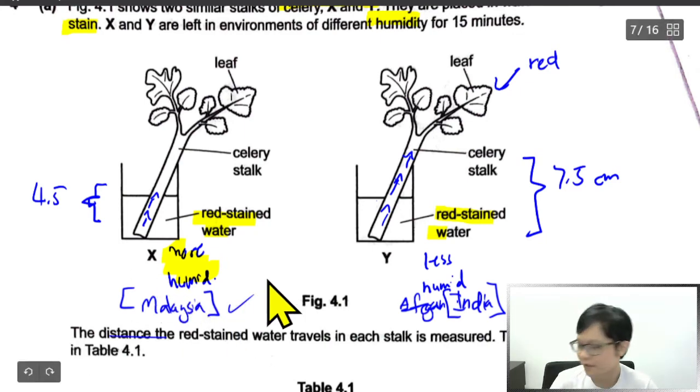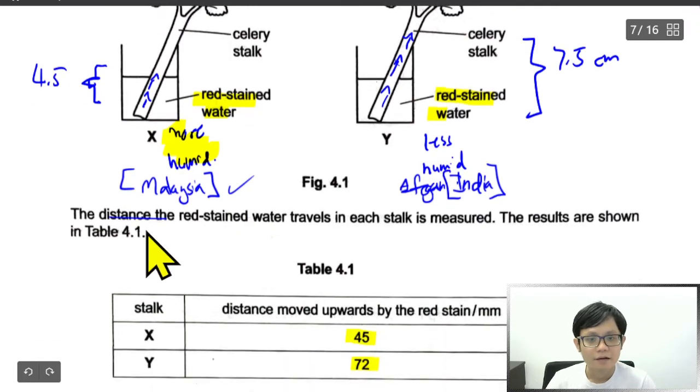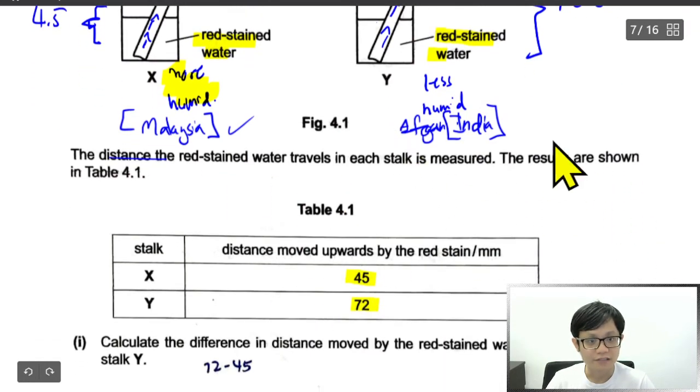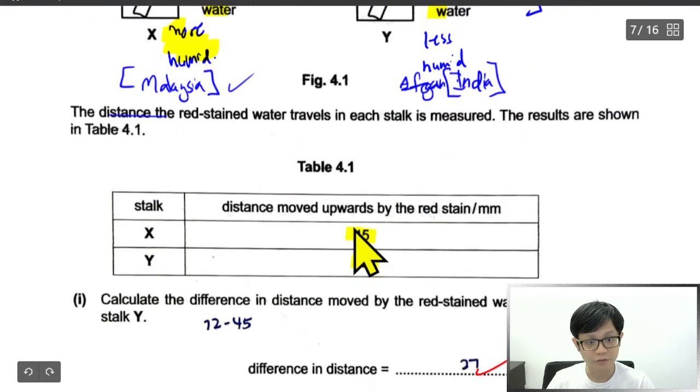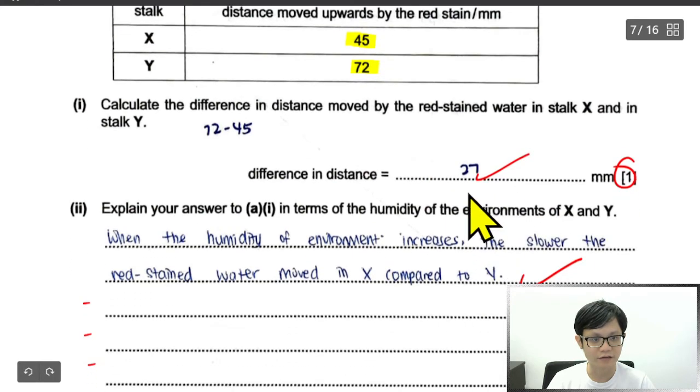That's why always rain. It's a very nice country. The distance of rate strain weather travel is measured. The result is shown. So this is my inference, where there's less humid, this is more humid. Calculate the difference of distance. So this one is a bonus mark. 72 minus 45, you get 27. If this one you cannot do, you can use calculator.